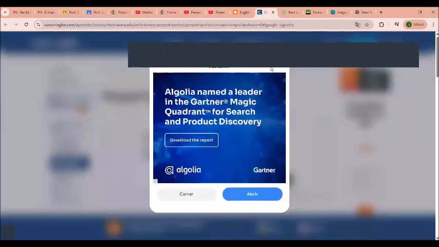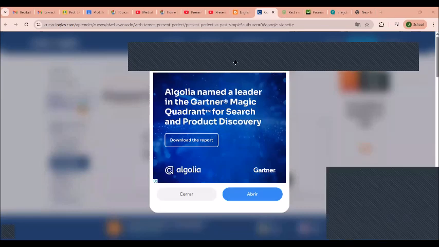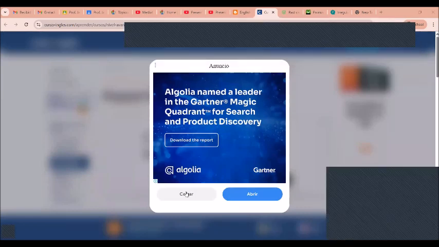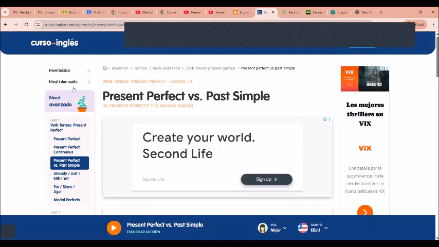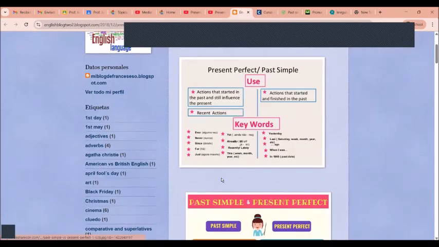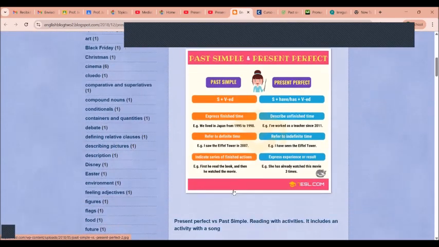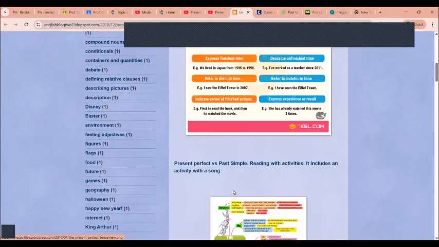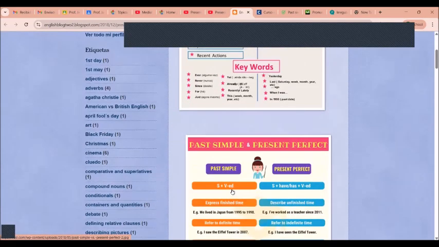You'll also notice more activities from this tool on the left. And of course, this is a blog, so you just need to scroll down to go through the activities here as we practice past simple and present perfect.